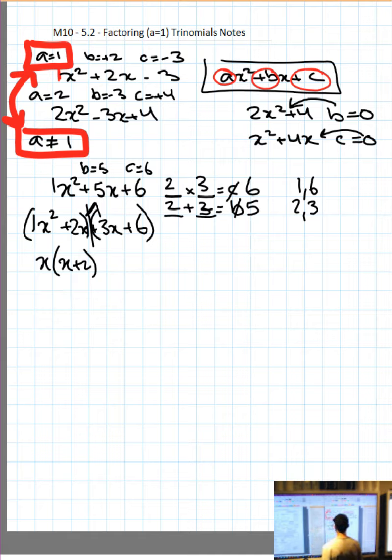Now, the second set of brackets, we have a positive 3 and a positive 6. So we can take out a positive 3. Positive 3, we're left with x plus 2. 3 times x is 3x, 3 times 2 is 6.